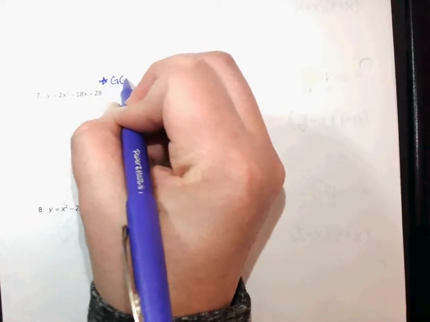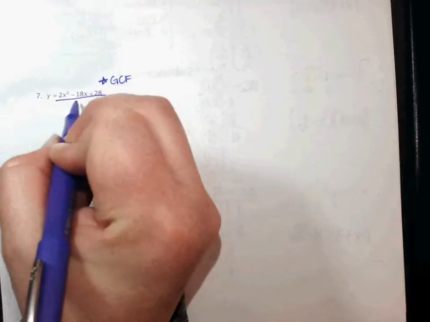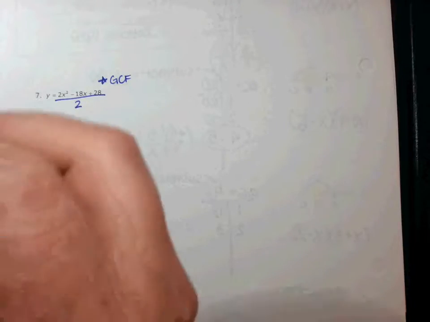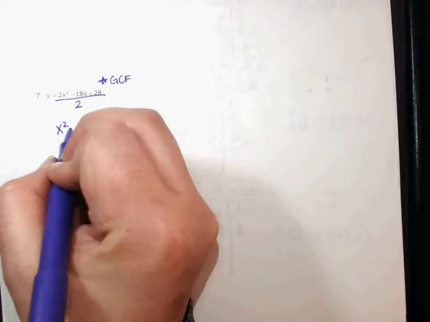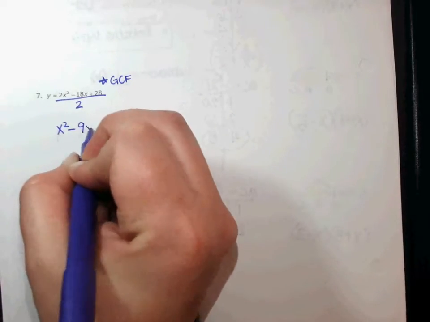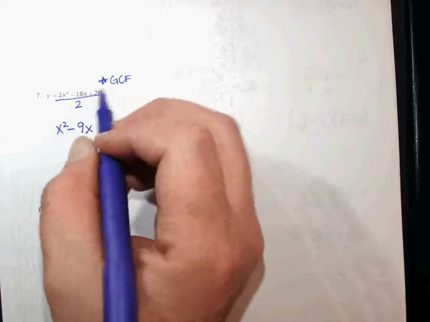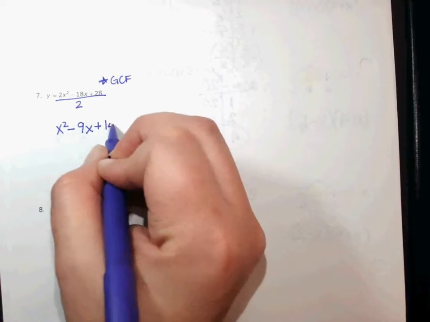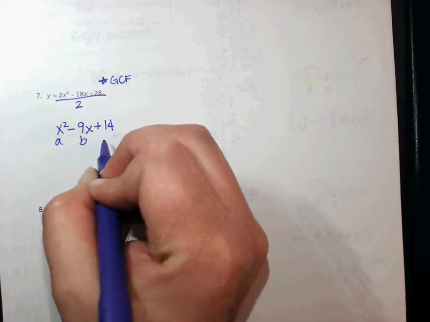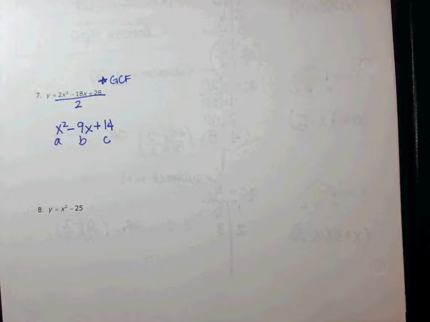So is there a GCF on this one? What can all those divide by? 2. So I'm going to divide by 2 to make all of my numbers smaller. So if it was a 2x squared, what is it now? Okay, just a normal x squared. Then it was an 18, but I divide by 2, now it's a 9x. And then I had a 28 divided by 2, now it's a 14. This is my A, B, C. You remove the GCF, then you identify your letters.